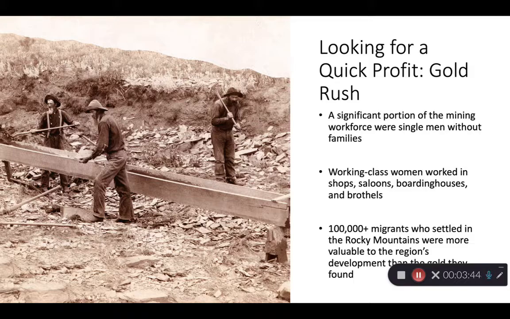Working class women also moved out west, and they worked in places like shops, saloons, boarding houses, and brothels. So we had a lot of migrants moving to the west during this period, looking to get rich. And out of these migrants who settled in the Rocky Mountains, they were more valuable to the region's development than the gold that they found. This is partially because they're moving out west, they're starting to work the land, they're starting to build towns, they're starting to bring a little bit of civilization to these areas that may not have been inhabited before they moved out there.